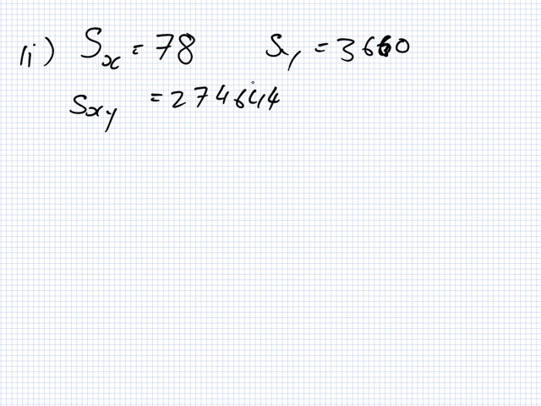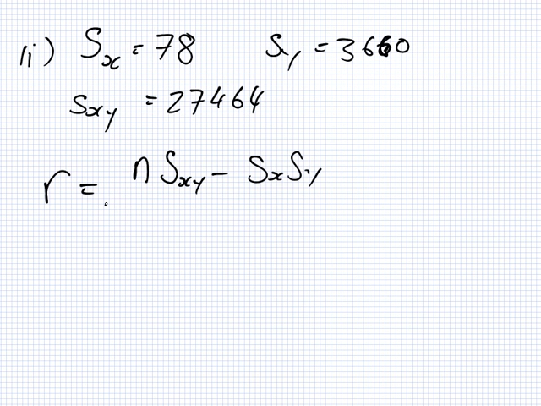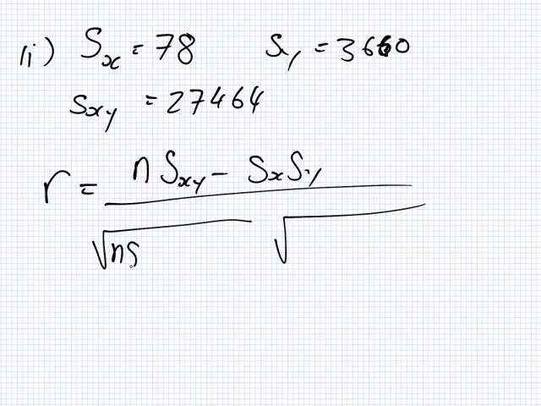Did I write it wrong? Oh, I lose my mark. It's so tricky. 27464. Right, now let's see if we remember the formula we use for the correlation. So it's NSXY minus SX times SY. And then there's 2 roots: root of NSXX minus SX squared, and then NSYY minus SY squared.